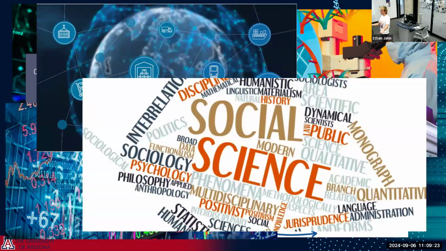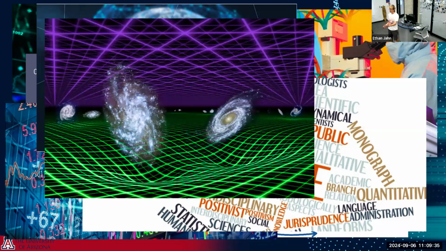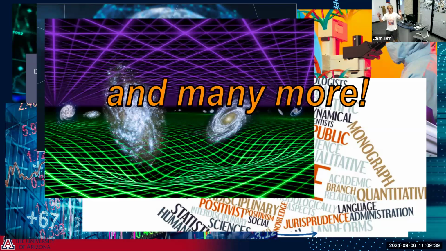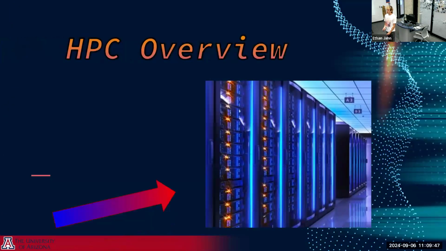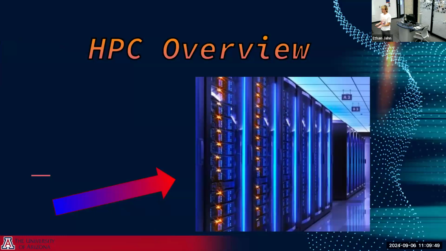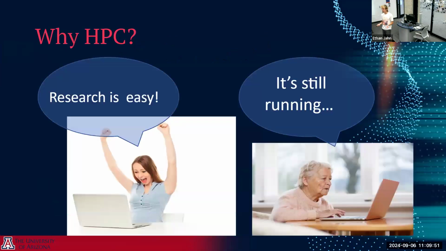There is an emerging field of quantitative social science that's being used. We actually just met with a group yesterday who is setting up their social science research. So that's pretty cool. As well as astronomy, and that's my background. And many more, of course. We're not going to be able to mention every single possible topic that people use the HPC for. This is just a select example. So let's get into the overview of what an HPC is.